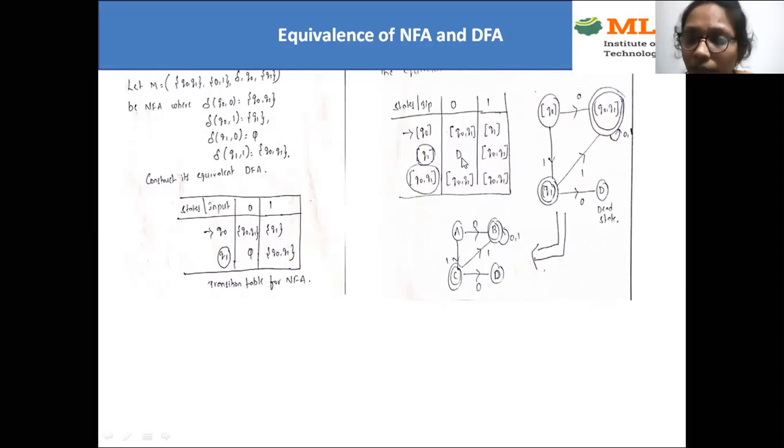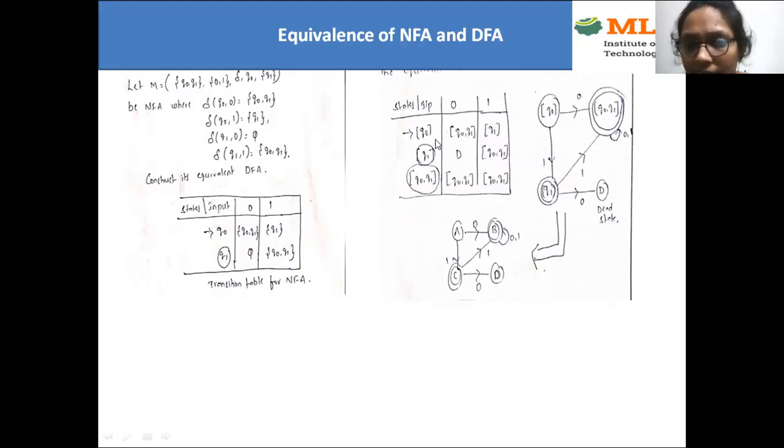Now check for the new terms. What are the new terms? We have Q0, Q1. This is the new term. So take this Q0, Q1, and the union of Q0, Q1. Here again I got Q0, Q1 only. So there is no new thing here, and all the things have been covered.